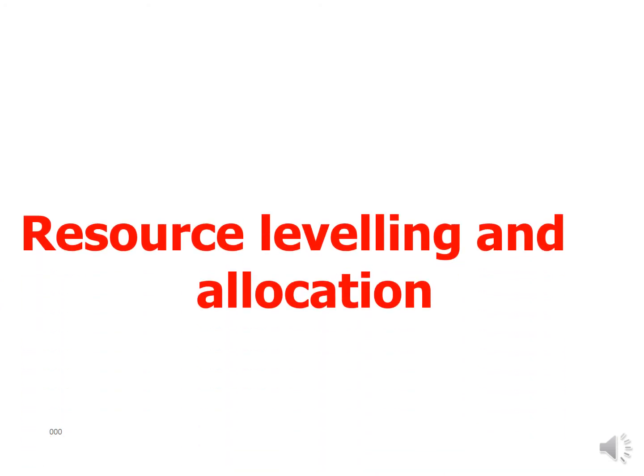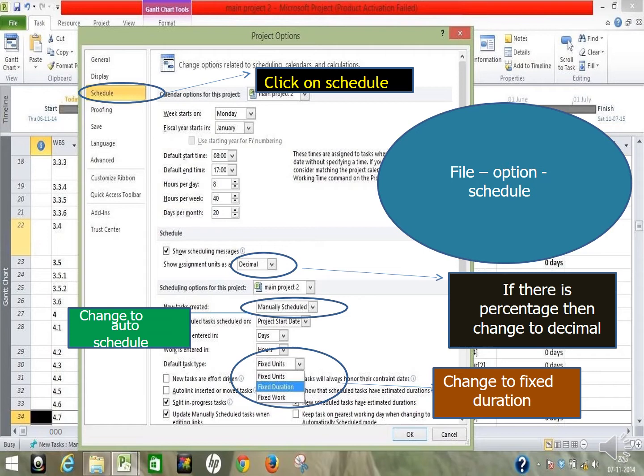Resource leveling and allocation. Once you open the File option, the Schedule option will be there. Then you click on the Schedule column. Once the Schedule opens, this box will open. Here you can find Show assignment units as decimal. You have to convert it into decimal. There may be a percentage also. You scroll down and make it a decimal.